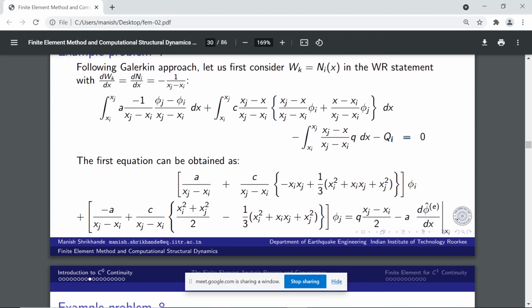Evaluate these definite integrals, and you end up with these expressions, which are the first equation, I mean a straight line, in terms of the primary variables at nodes i and j, so phi i and phi j. And the right hand side, these load terms, we can take to the other end, and this is equal to q times (xj minus xi)/2, and qi would be equal to minus a d phi/dx at x equal to xi.